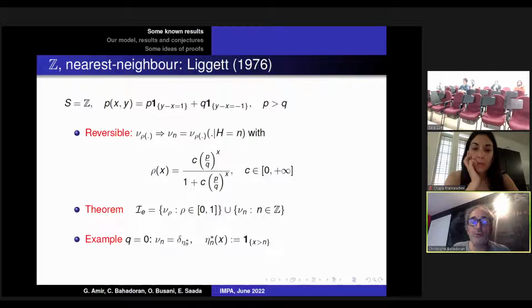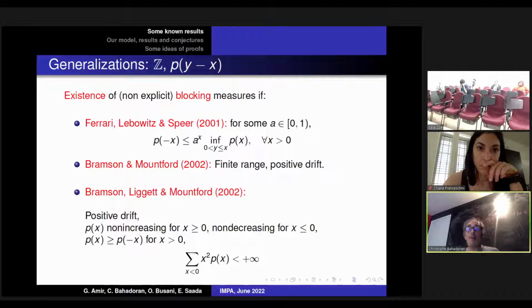Okay, so in the world of exclusion process, there are various degrees of difficulty. There is totally asymmetric, there is nearest neighbor, and then there is non-nearest neighbor. So there have been significant improvement of these results to cases where the jump kernel was not nearest neighbor. So for instance, Ferrari, Leibovitz, and Speer proved the existence of a blocking measure under an assumption which says that the drift pushes very hard to the right, but you don't need the walk to be nearest neighbor.